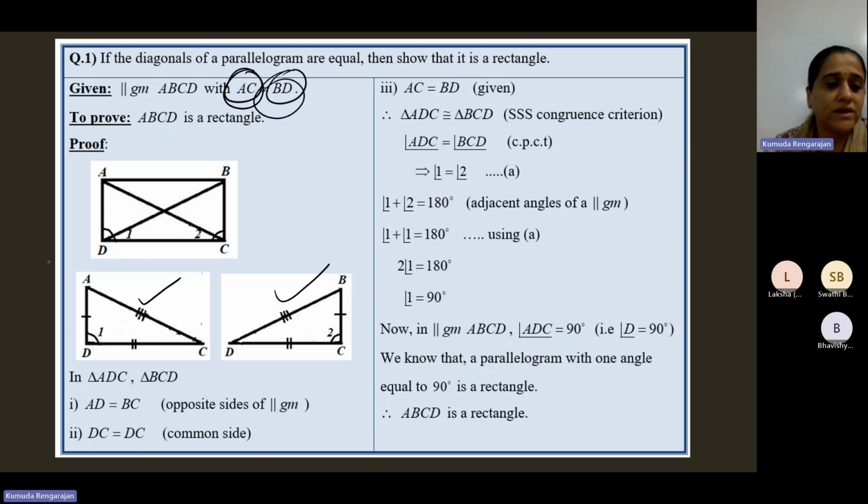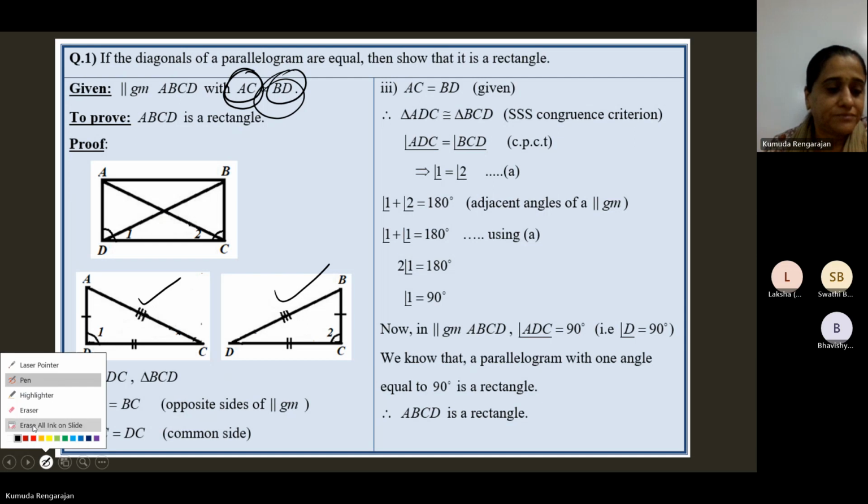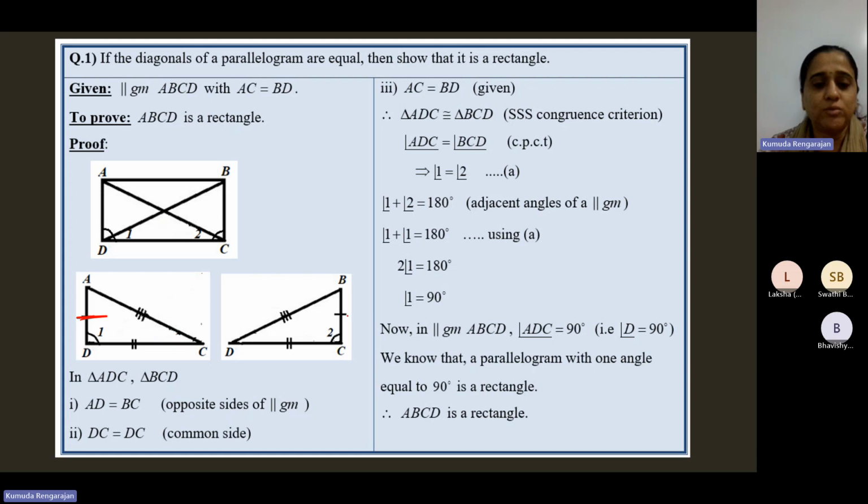Okay. So in these two triangles, AD is equal to BC. Why is AD equal to BC? In a parallelogram, opposite sides are equal. This is the common side. And then this diagonal is equal to this diagonal, given. These are not two different triangles, children, please. These are not two different triangles. I've cut it from here and here.